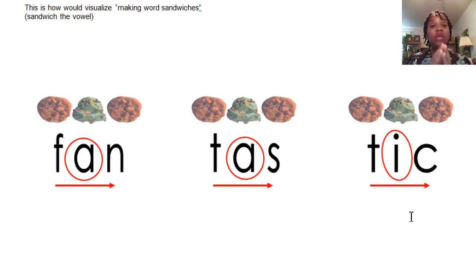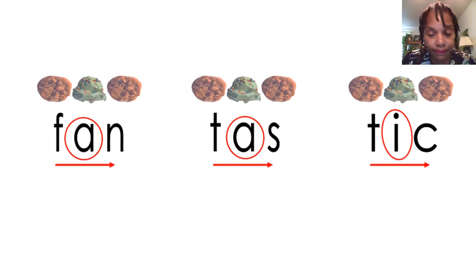So now what we're going to do is blend, or slide, all three sandwiches together one at a time. So it would be fan, task, tick, and then let's slide it fast. Fantastic. So we're going to learn how to take a big word and break it down into bite-sized sandwiches. Make sense? All right. Good job.